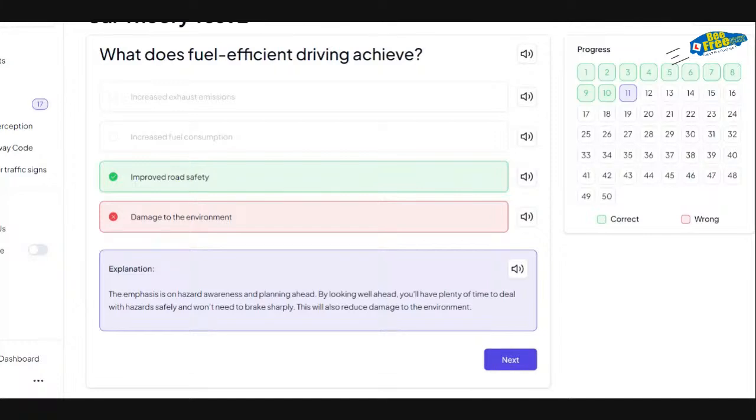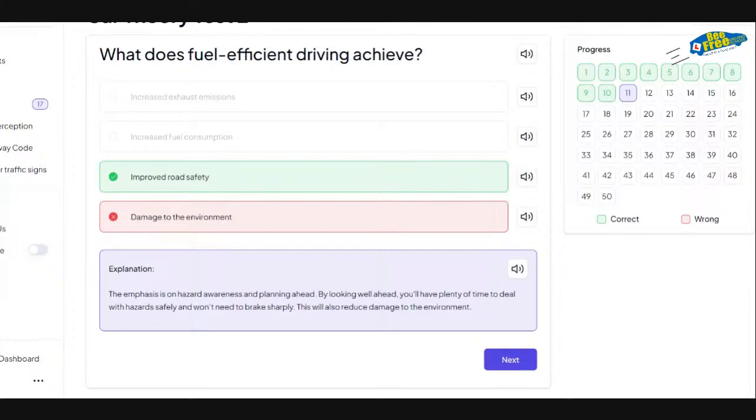It improves road safety. If you look at the explanation, the emphasis is on hazard awareness and planning ahead. So by looking well ahead, you'll have plenty of time to deal with hazards and won't need to brake sharply. This will also reduce damage to the environment. So although I was correct, the answer they were looking for was improve road safety. That was a bit of a tricky one.